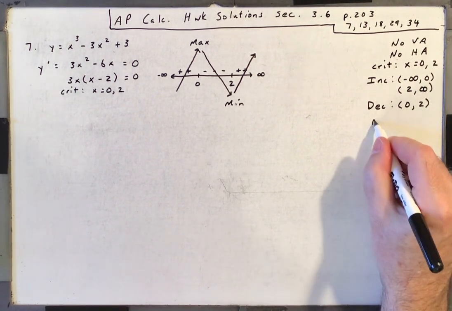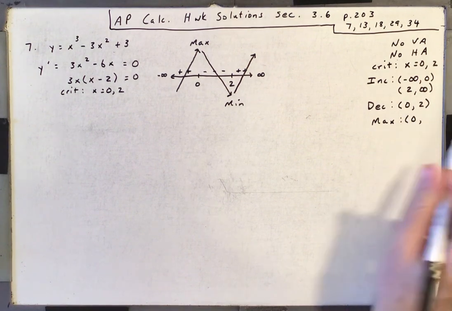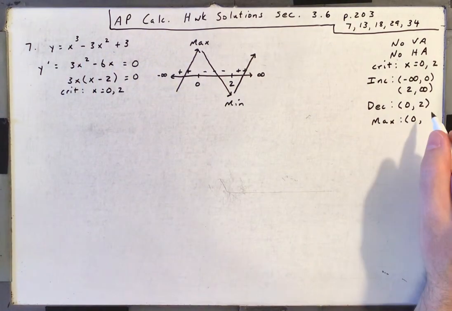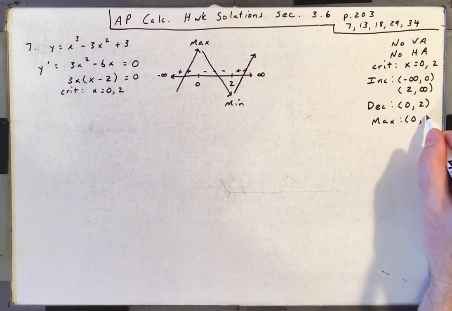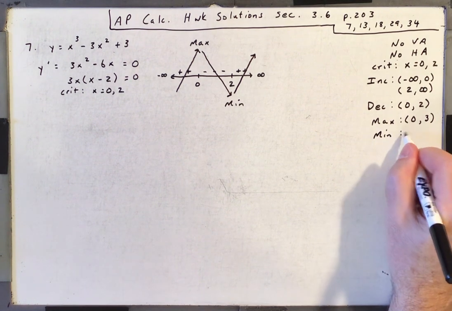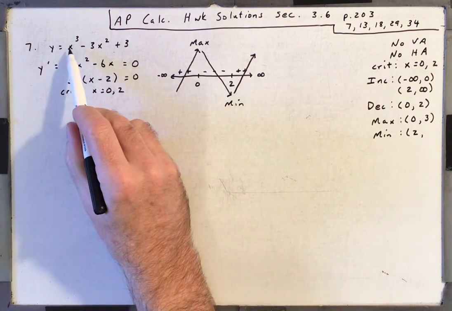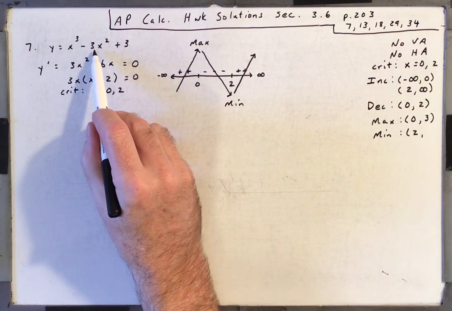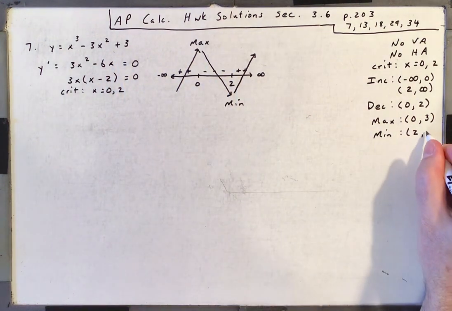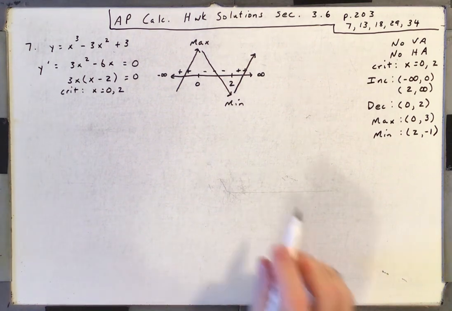Okay, we have a max at the point 0, and then when we plug that back into the original equation, plug in a 0, it would be 3. So 0, 3. And then we have a minimum if we plug in 2 to the original equation. That'd be 8 minus 12 plus 3, so that would be negative 1. But if you don't like doing that in your head, just put it in your calculator.